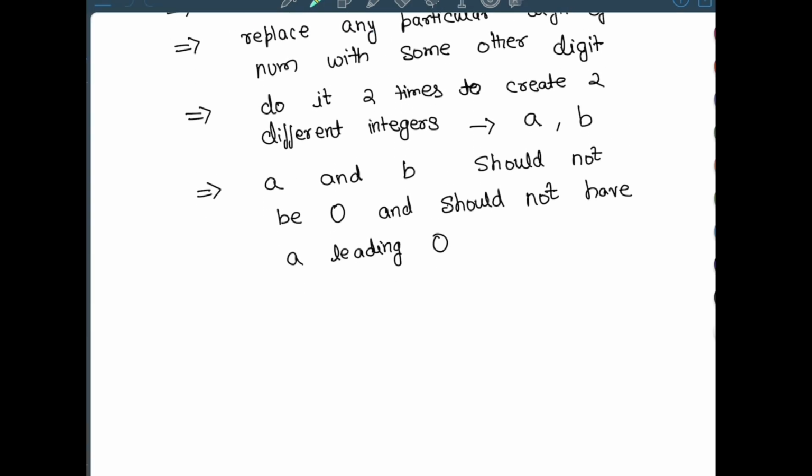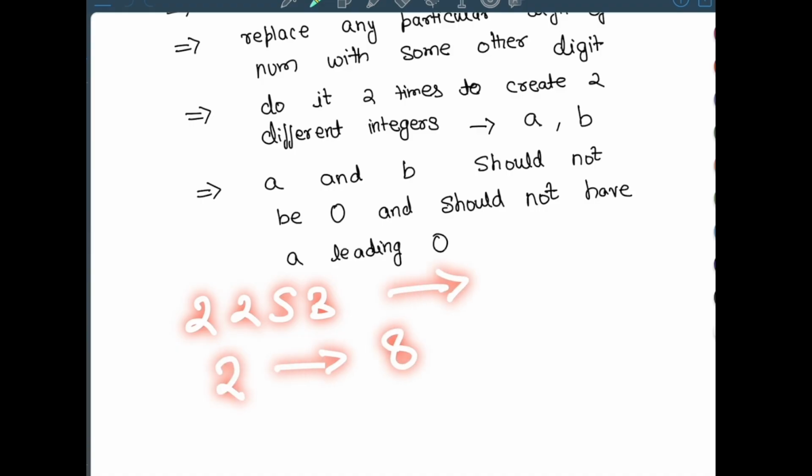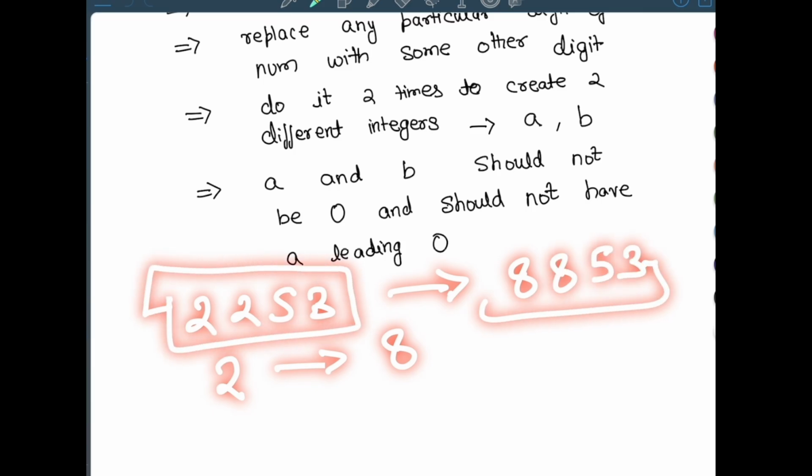For example, if the number is 2253, you can pick any particular digit. Let us say you pick the digit 2 and you replace it with 8. So in this case, all the 2s in that number will become 8. So this will become 8853. That's what you need to do. You just need to pick one digit from your given input num. This is num, let us say. You just need to pick any one digit.